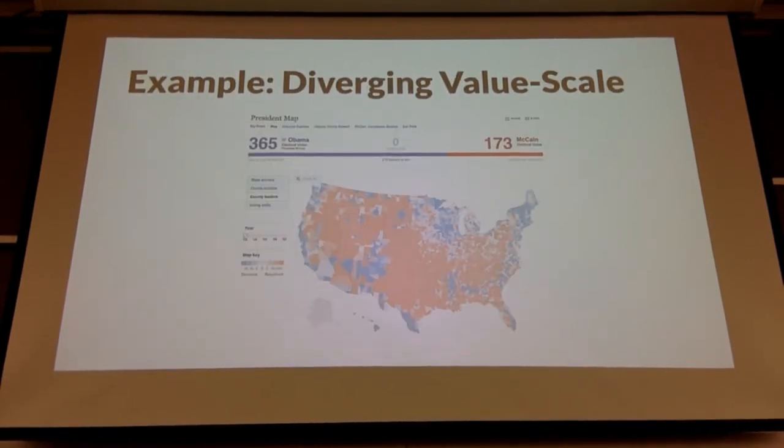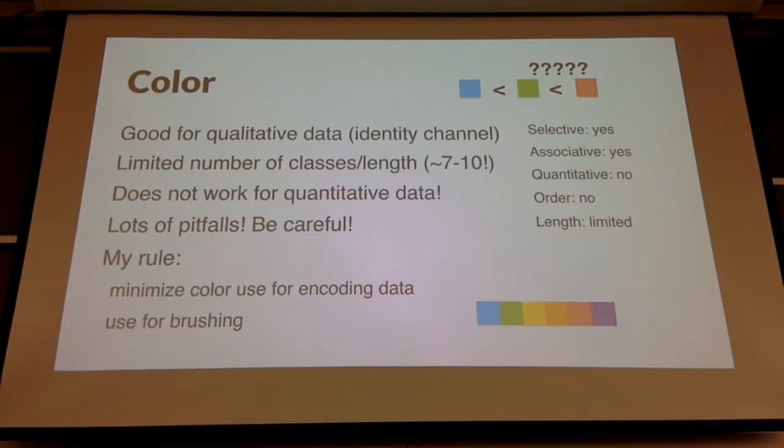So here we have an example of a diverging value scale where we use saturation or value to encode the win percentages in the Obama-McCain election on a geospatial map. And we'll talk more about the pros and cons of these kinds of maps in our map lecture.